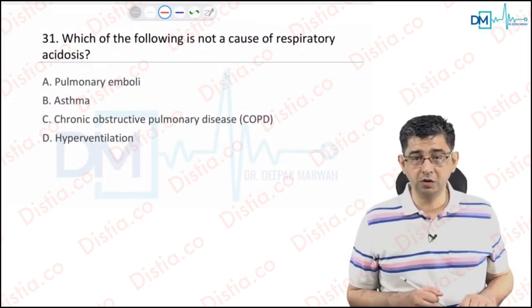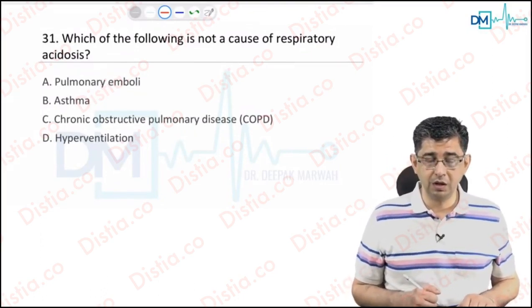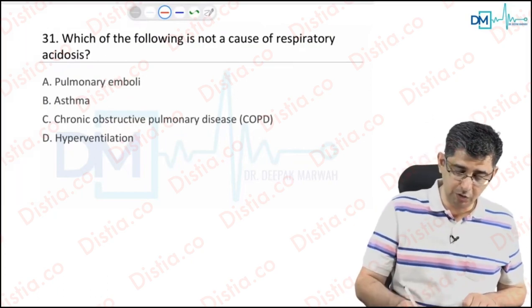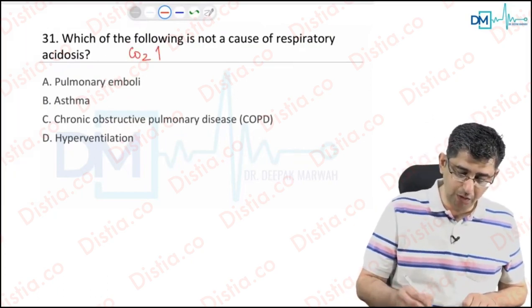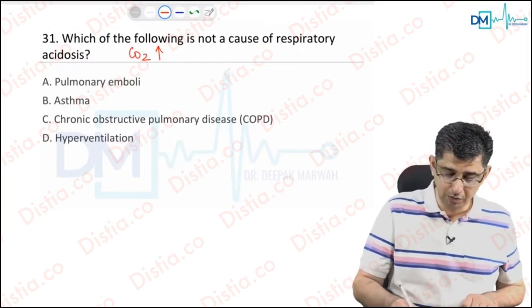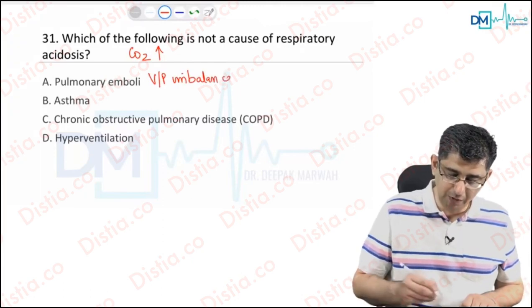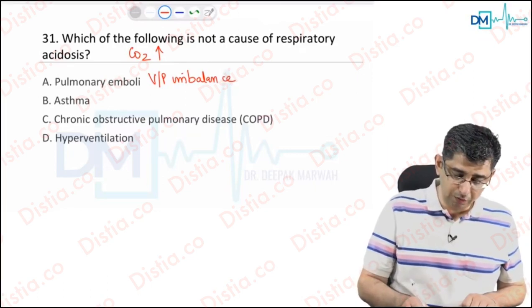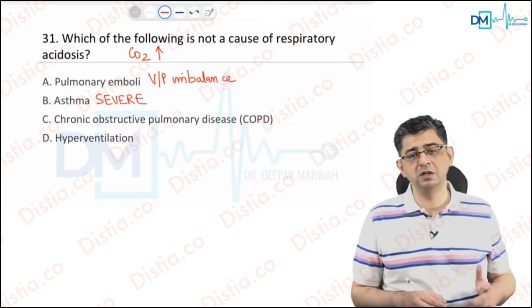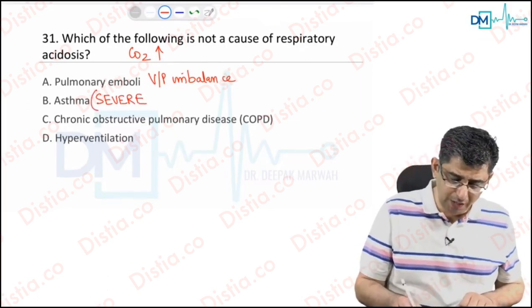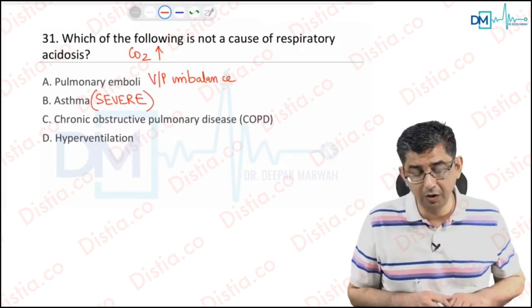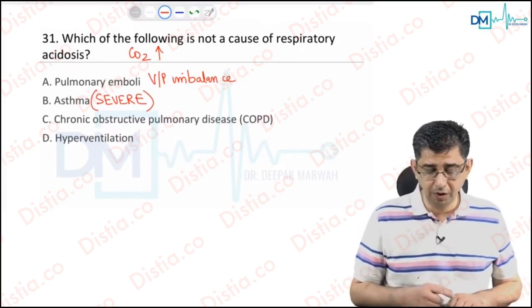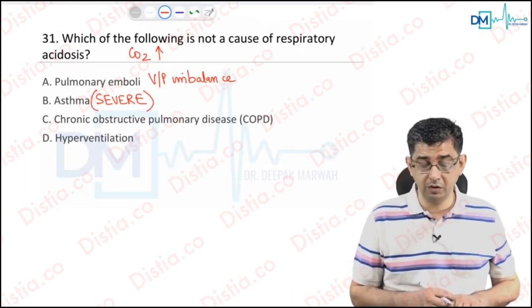Which of the following is not a cause of respiratory acidosis? In all patients having respiratory acidosis, there should be a buildup of carbon dioxide in the body. In patients having pulmonary embolism, because of ventilation perfusion imbalance, there will be a buildup of carbon dioxide. In patients who have severe asthma, I'll say there's a flaw in the wording of this question. Choice B should ideally say the word severe, because asthma exacerbation has to be severe to cause carbon dioxide narcosis. So is the case with COPD exacerbation, which can contribute to carbon dioxide narcosis.